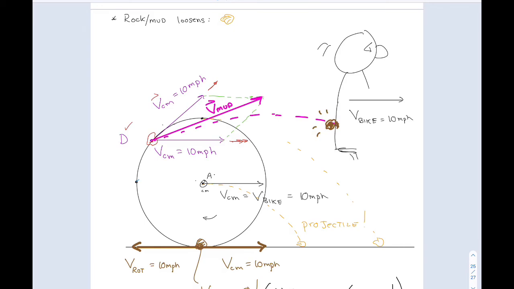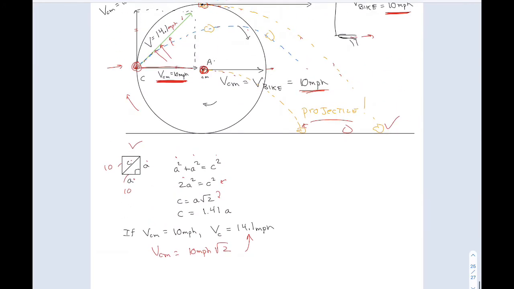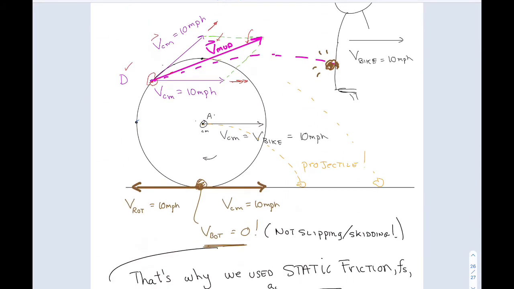So to find the velocity with which the mud comes off the wheel, I have to add those two vectors. I'm using the parallelogram method, tail to tail. With the parallelogram method, my body diagonal would be the velocity of the mud, and the magnitude of that arrow would be the speed with which the mud comes off the wheel. So that's a much bigger arrow than the green one above. Once the mud comes loose, it follows that path and hits you right there in the back.